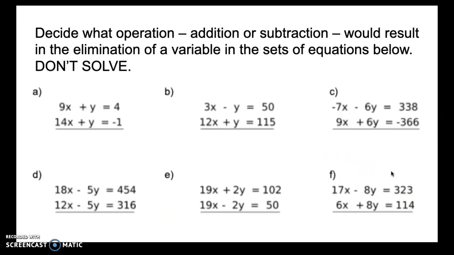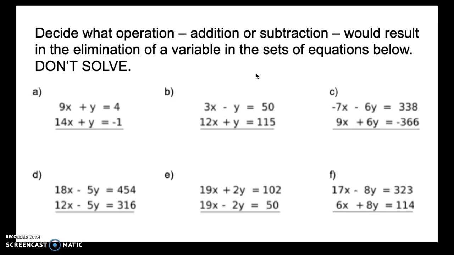So the idea here is once you have two equations and you have them stacked, you can decide to see if there's an operation, and we're only looking at addition or subtraction here, to see if we can eliminate one of the variables or one of the letters. So I don't want you to solve these equations, I just want you to look at them and decide which, either adding or subtracting, would you do that you could get rid of one of the variables. So pause it here and come back to get the solution.